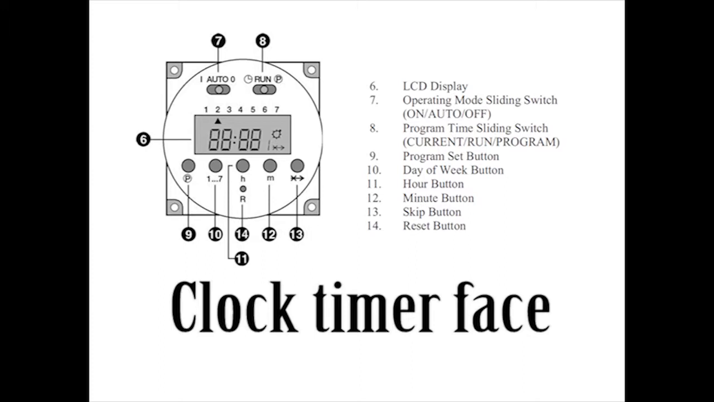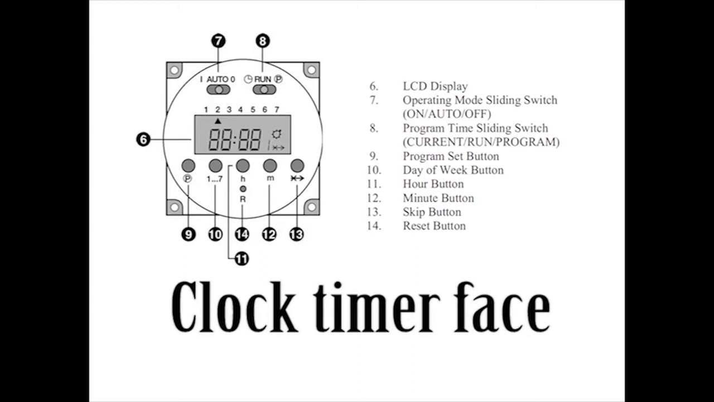The run switch, number 8 in the diagram, is for setting the current time. Switch position to the left is clock, the program mode is the switch set to the right position, for setting the program run times, and the middle position is run for the normal run program mode.